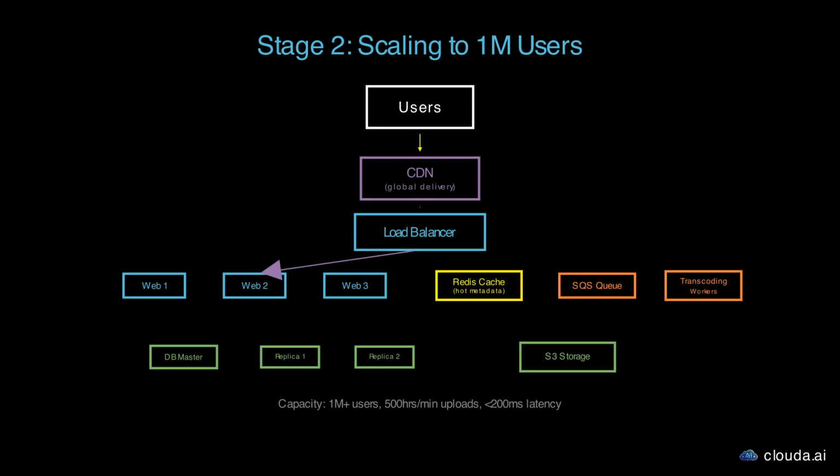To handle 500 hours of video uploaded every minute, we implement asynchronous processing with an SQS message queue feeding transcoding workers that convert videos to multiple formats and resolutions including 4K. Finally, we add database read replicas to handle the massive volume of search queries without impacting write performance. This architecture now supports our 1 million user milestone with excellent performance.